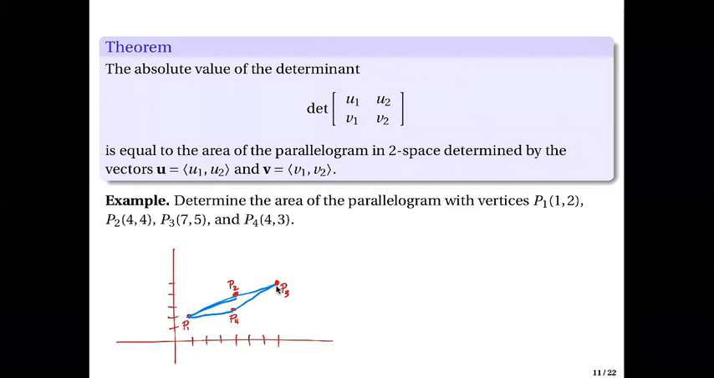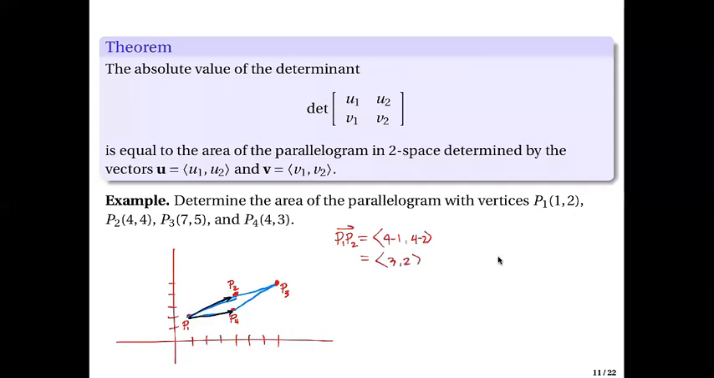So we can consider this vector here and then this vector here to be our U and V. Okay? So it means we need the vector P1P2. So 4 minus 1, comma 4 minus 2. And this is the vector 3, comma 2.